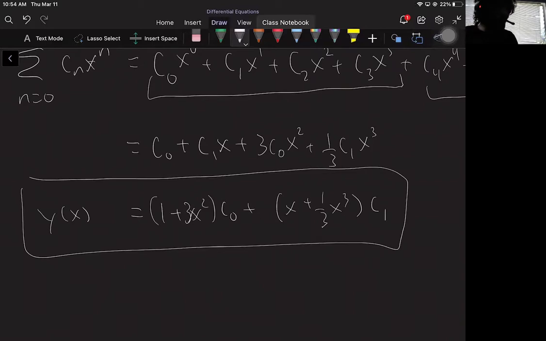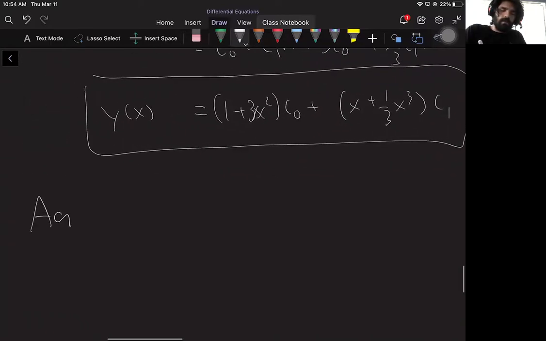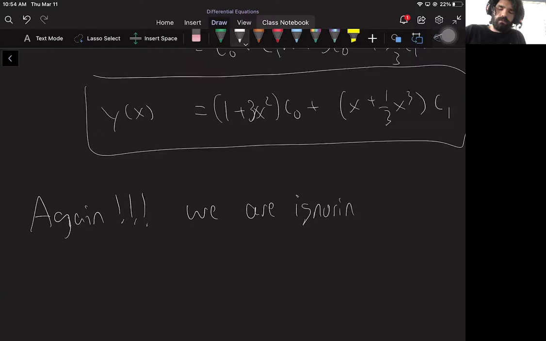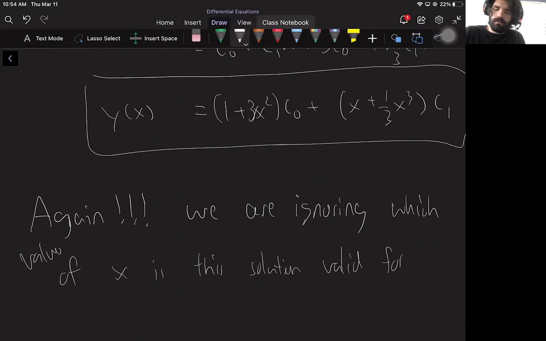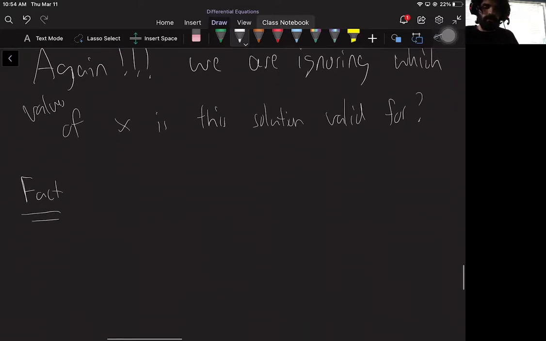All right. So just one last thing to remind you of, and there's lots more problems to do, but we'll do it next time. So again, one more thing. We are ignoring which values of x this solution is valid for. These are technical details that we are skipping. But I will give you the theorem, and I'll call it a fact about what's going on.